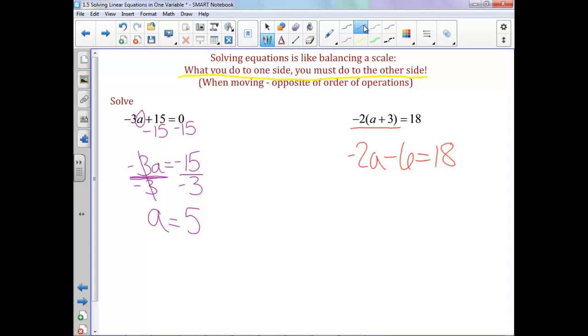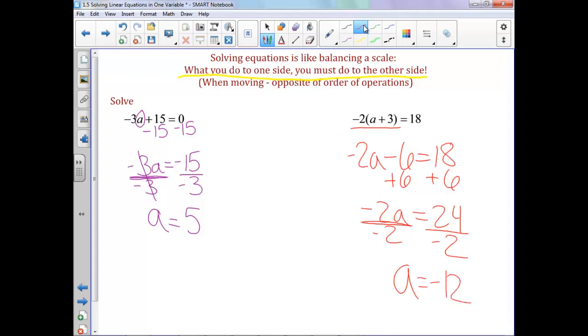Now it's very similar to the last one we did. So we need to move the 6. You add your 6, do your addition and subtraction first. So I have -2a equals 18 plus 6 is 24. And then we still have multiplication going on here between our -2 and our a. So we divide by -2, divide by -2. And a equals -12.